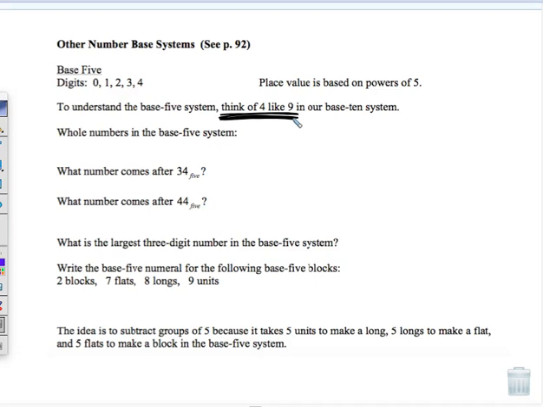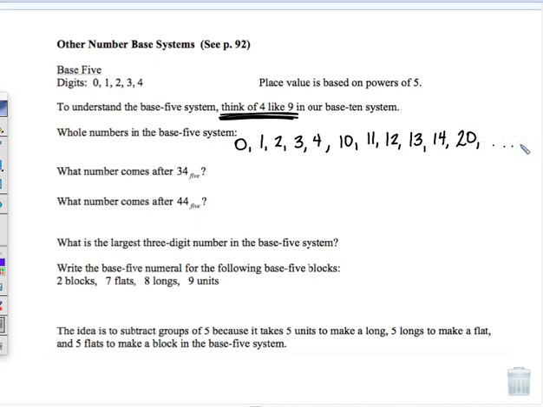So in the base 5 system, we start with 0, 1, 2, 3, 4. But 5 of something is going to make a 10. So the next number would be 10, 11, 12, 13, 14. But that's 5 more. We're about to have 5 more, so that's going to be 20. And so we would move on like that.